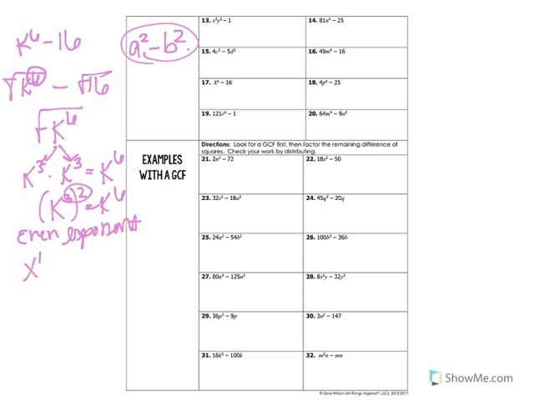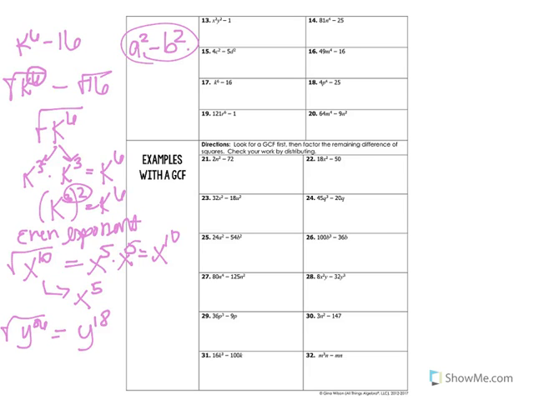So, for instance, if you had the square root of x to the 10th, well, half of 10 is 5, so x to the 5th. x to the 5th times x to the 5th is x to the 10th. So the square root of x to the 10th is x to the 5th. If you had the square root of y to the 36, for instance, well, half of 36 is 18. So the square root of y to the 36 is y to the 18th. y to the 18th times y to the 18th is y to the 36.